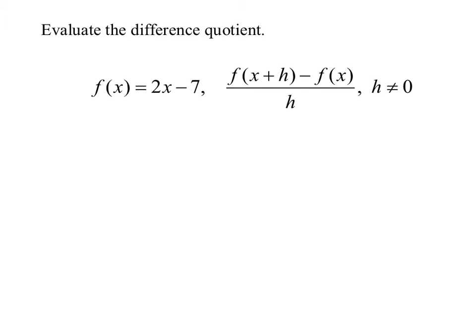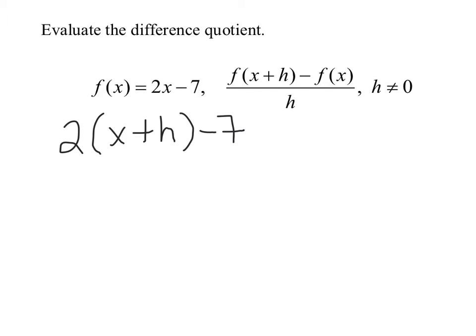The way we use a difference quotient to evaluate a function is we have to take our function that they've given us, in this case 2x plus 7, and we need to substitute an x plus h where the x is. So let's go ahead and do that first. We have a 2, and then where the x is located right here, we're going to open up a big set of parentheses, and we're going to put our x plus h in there. And then we have a plus 7.